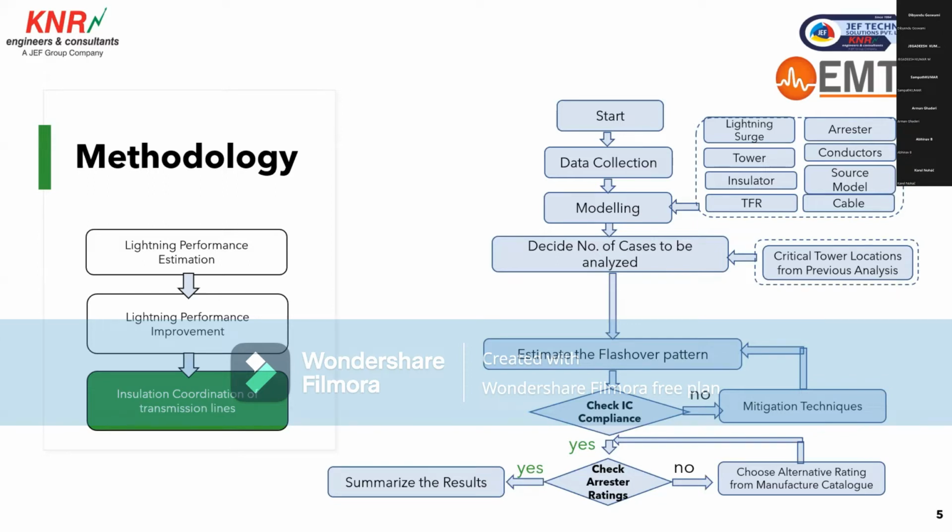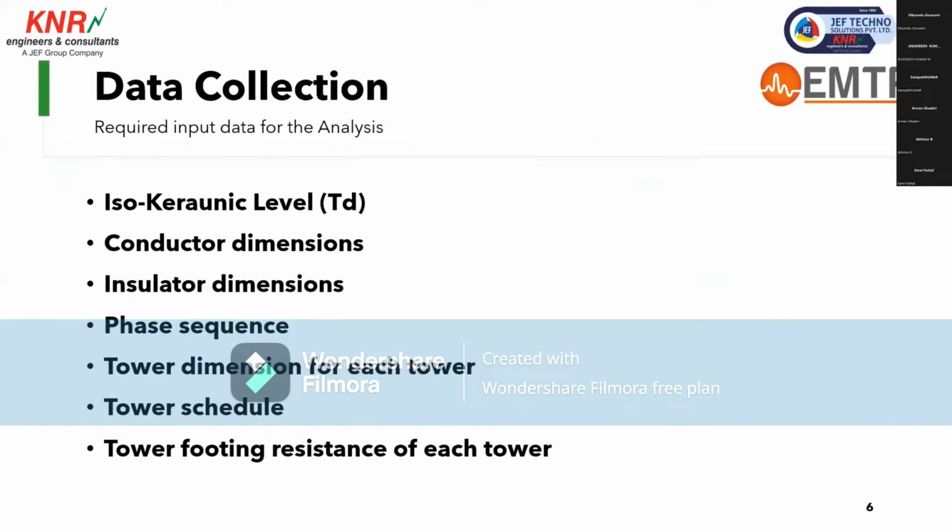And finally, when we select the arrestor, we summarize the results and then we give the conclusion of recommendations where we need to install arrestor and what rating we need to install. So this is the basic data that we require. We require the isochronic level.